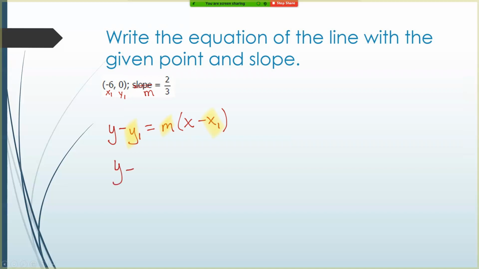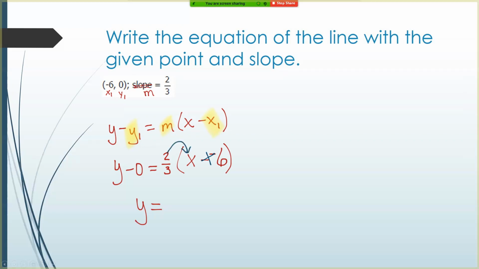So y minus 0 equals my slope of 2/3, and then in parentheses I have x minus x1, which is -6. Be careful with that double negative. We're turning that into a positive. Would you agree that y minus 0 is just y? Yeah, if I have y and I take away nothing, it's just y. So then I'm going to distribute.